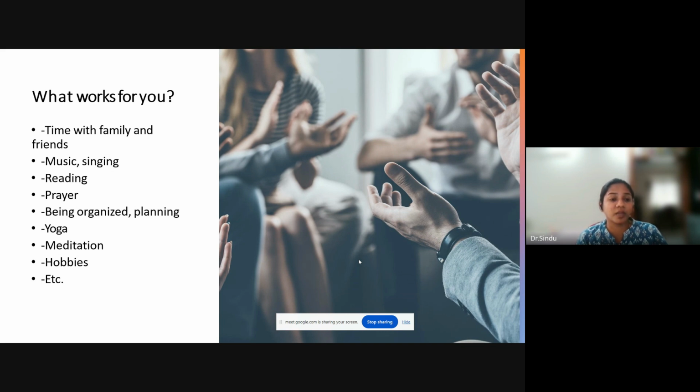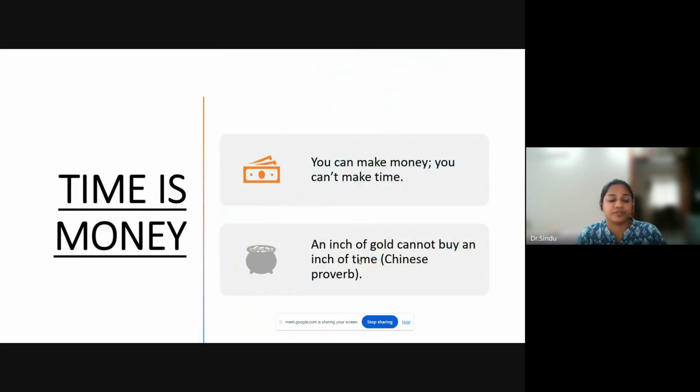Prayer is the ultimate one to reduce stress. Being organized and planning properly also reduces stress. Yoga, meditation, and hobbies are all part of reducing your anxiety and stress. These are called stress reduction techniques.